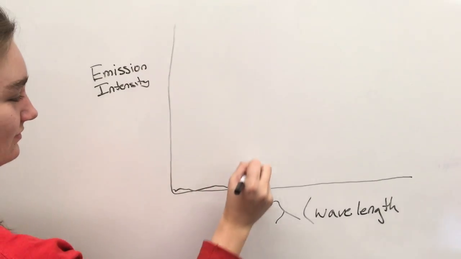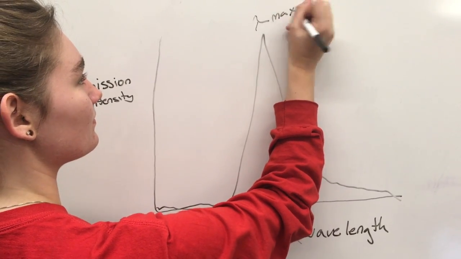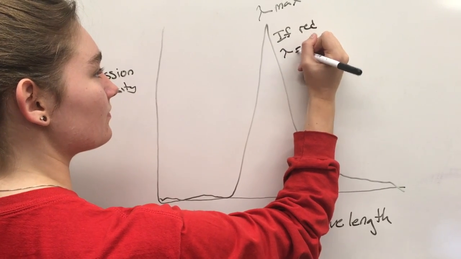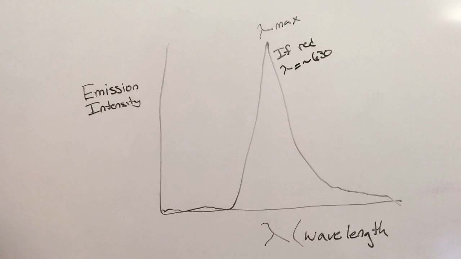A peak or peaks are produced, which is representative of the solution. The example shown is of a pure red dye solution. The lambda max would appear to be about 630 nanometers, the wavelength of red light.